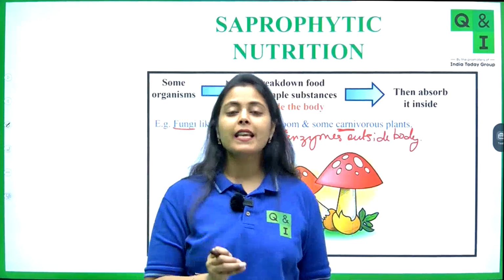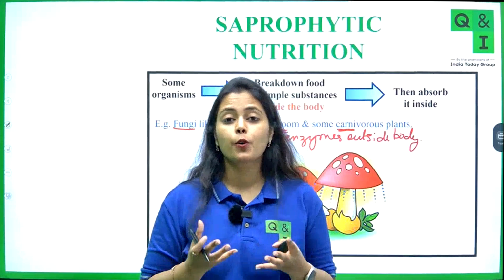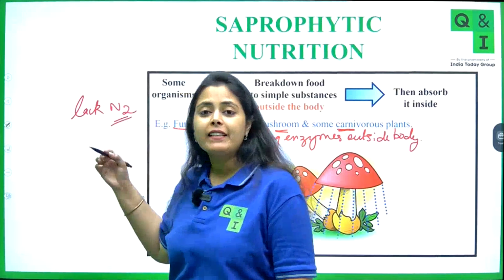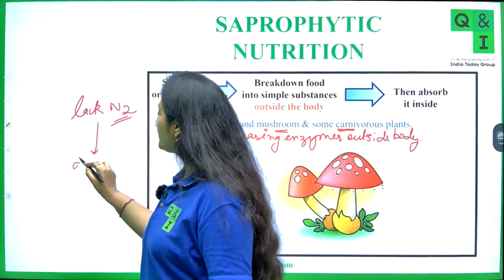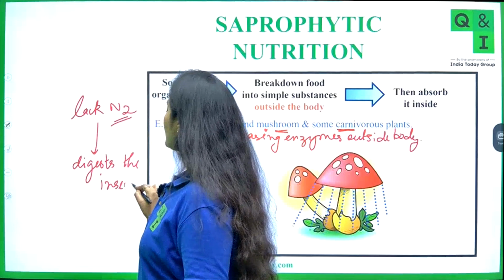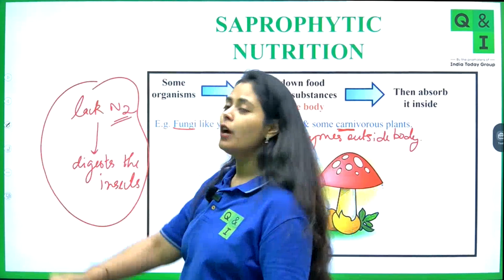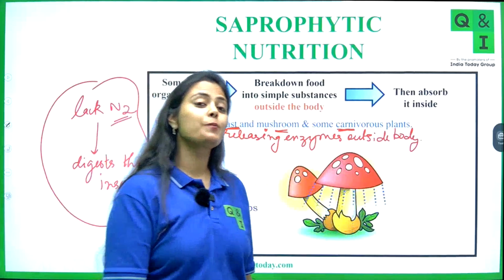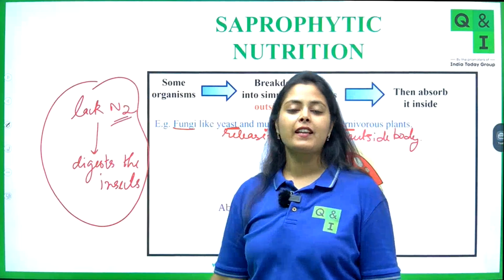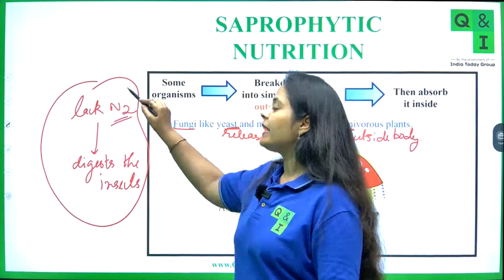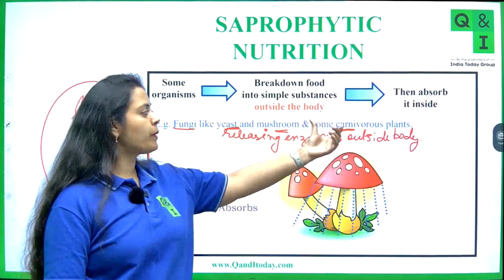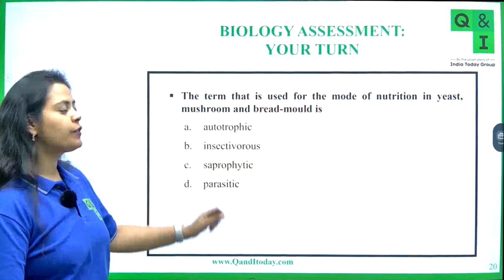Because the soil in which pitcher plants grow lacks nitrogen. And to obtain this nitrogen, they digest the insects. So that is just add-on knowledge for all of you: why do pitcher plants, despite being photosynthetic, need to trap and digest insects? Because they need nitrogen. Please remember these examples: yeast, mushroom, and some carnivorous plants. Now let's solve this question, everyone.